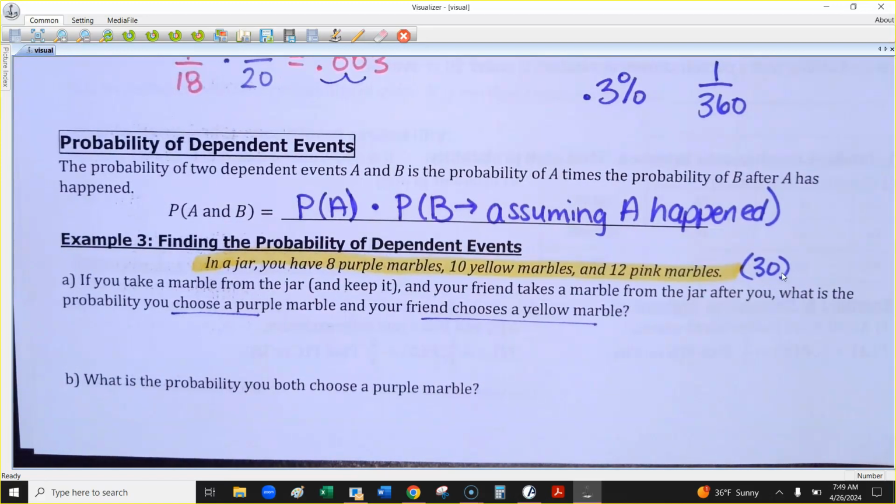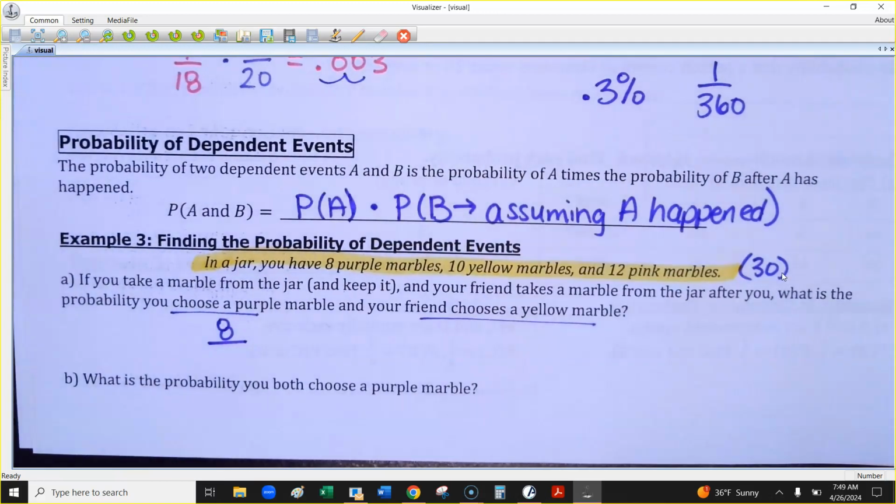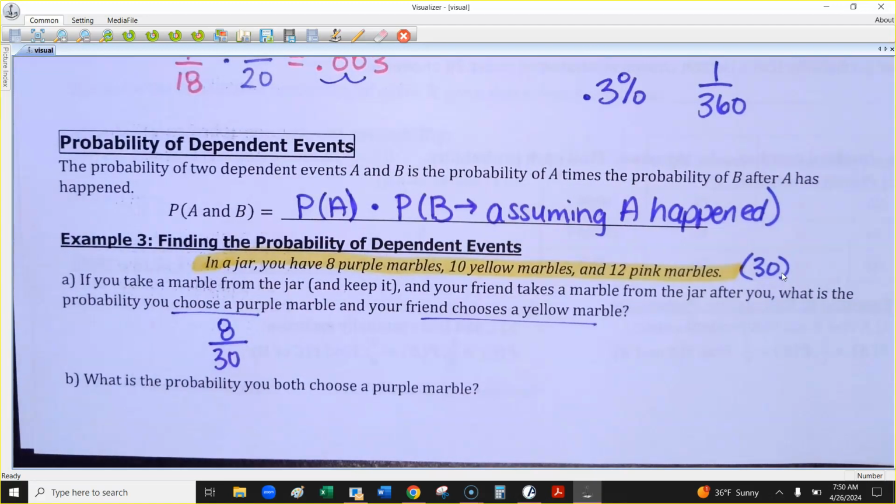How many purple marbles do we have, though? Did you reduce it for me? Is that what you did? How many? So we got 8 purple marbles, right? 30 in the jar. Does that make sense? So we would have 8 possible marbles that would fit the purple requirement out of the 30 that are in the jar. Does that make sense?